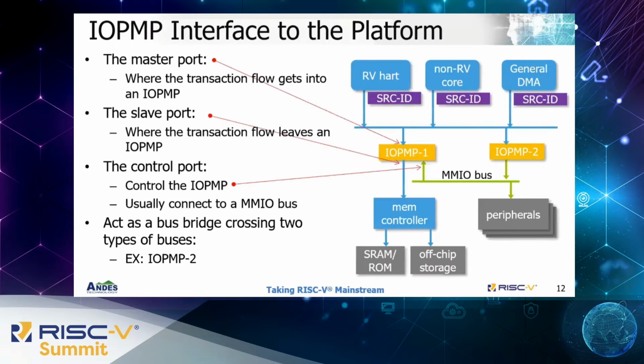An IOPMP has 1 master port, 1 slave port, and 1 control port. The master port is where a transaction flows into an IOPMP. The slave port is where a transaction flows out of an IOPMP after the check. The control port is used to program the setting of an IOPMP. This port usually connects to an MMIO bus. Besides, an IOPMP can act as a bus bridge crossing 2 types of bus, such as IOPMP2.